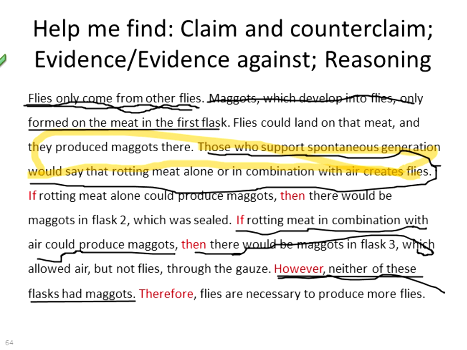And so here was our first, there we go. Evidence for flies only come from other flies is the maggots only formed in the first flask. Here is our little bit of scientific knowledge: the flies could land on the meat and the flies make the maggots. And then we have our nice reasoning down here with the if and then, and the however, and then a beautiful therefore at the end.